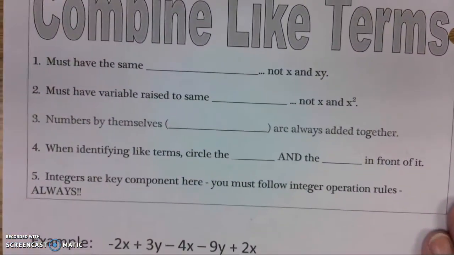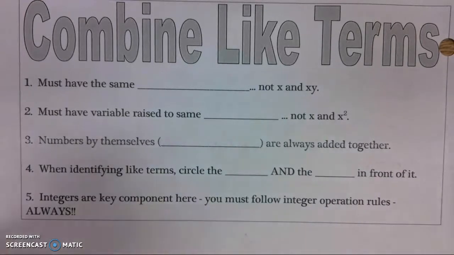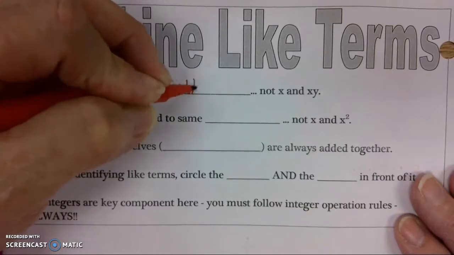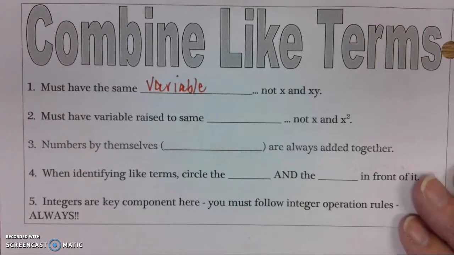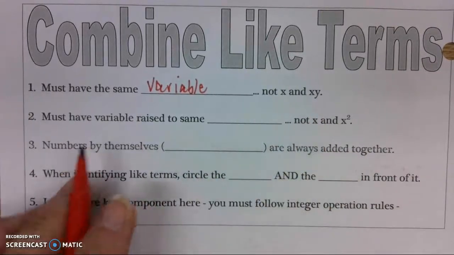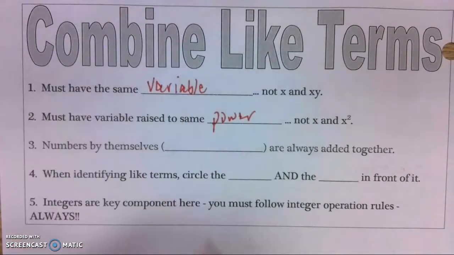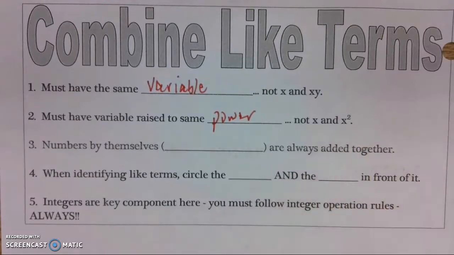All right, let's flip over to the back of the notes, and let's talk about how we combine like terms. So there are some things that you want to remember when you combine a like term. The first thing is it must have the same variable. Now when I mean same variable, I mean same variable. If there's an x, it has to be just a single x, not x and xy. These are not like terms. It must be raised to the same power. So again, not x and x squared. These are not like terms.